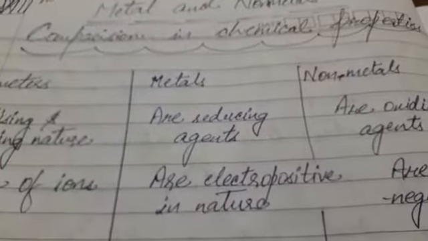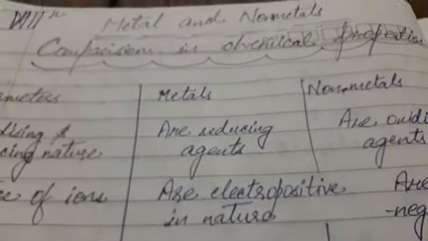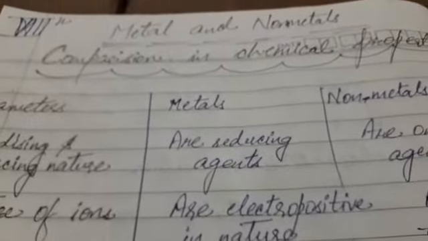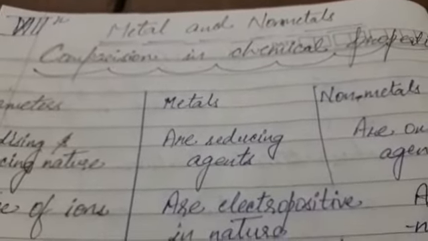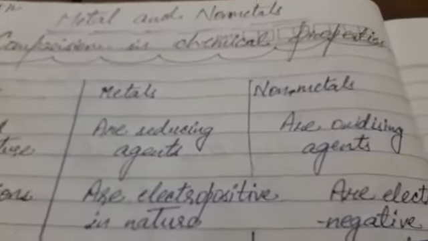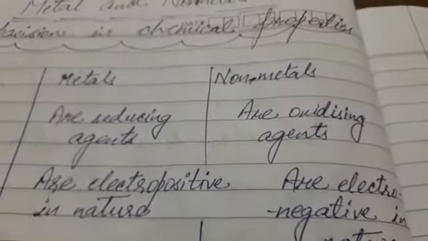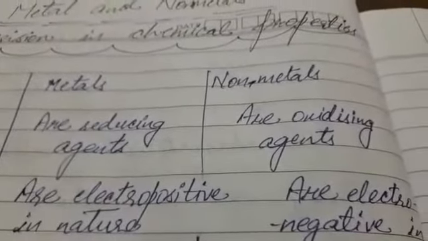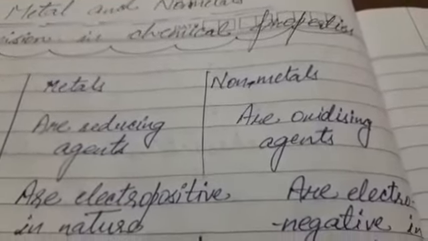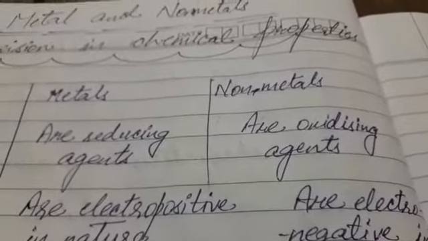Metals are good reducing agents. That means metals show the ability to donate electrons. Metals are good donors, whereas non-metals are good oxidizing agents. Oxidizing agent means ability to gain electrons. They are electron acceptors. They accept electrons to fulfill their bond.